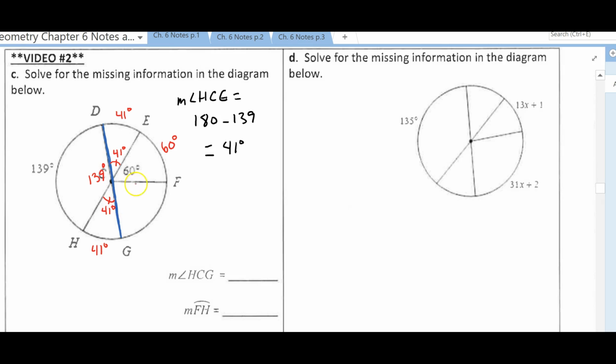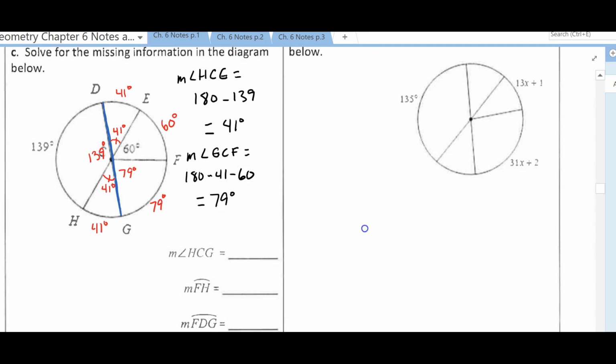So the only thing we have left to find here is this angle GCF. And I know that these three angles have to add up to one angle. So the measure of angle GCF is going to be 180 minus 41 minus 60. I'll subtract those two angles from 180, and that should give me 79 degrees. So this is 79 degrees, which makes this 79 degrees.